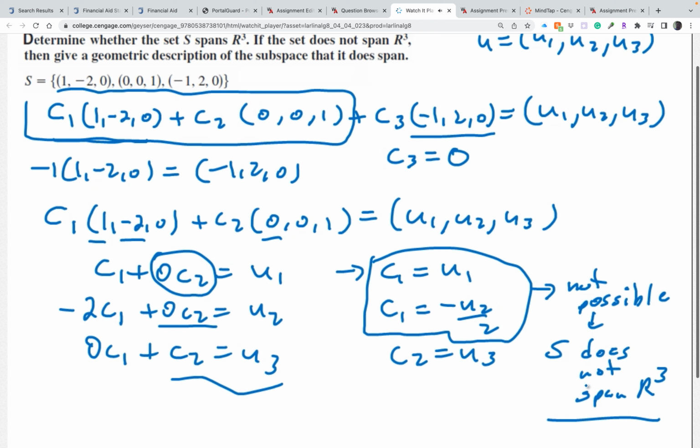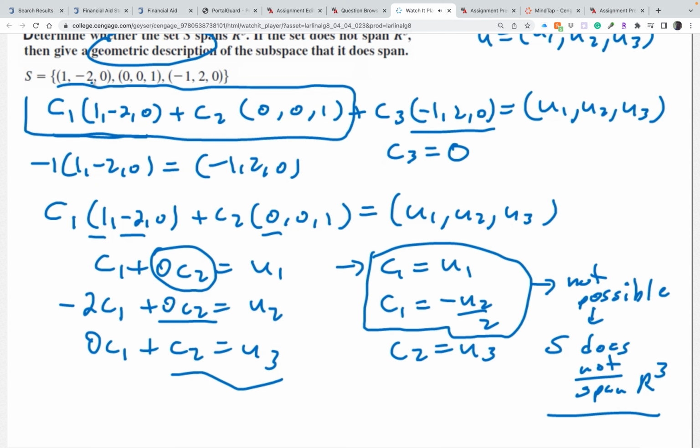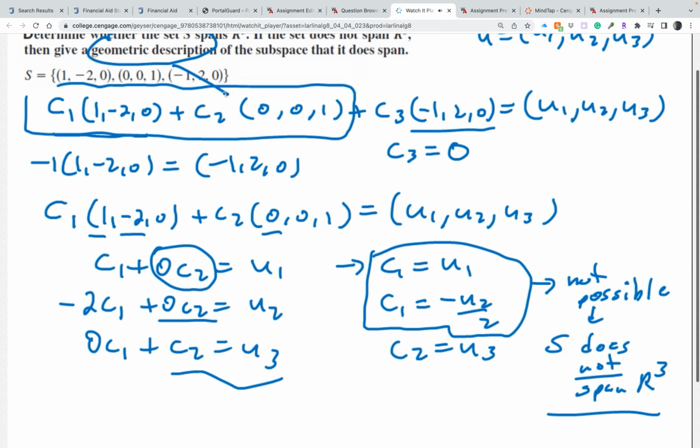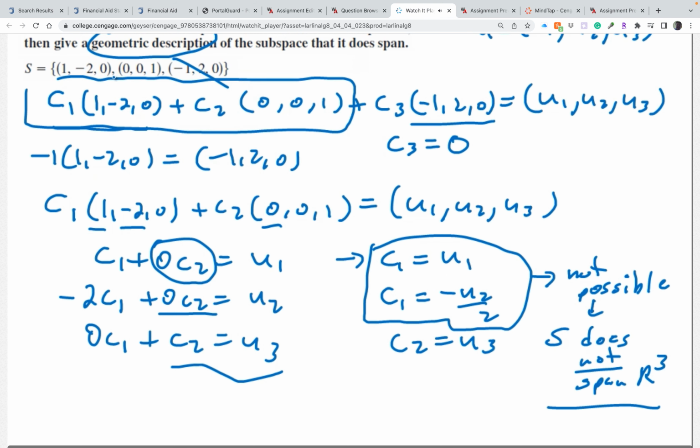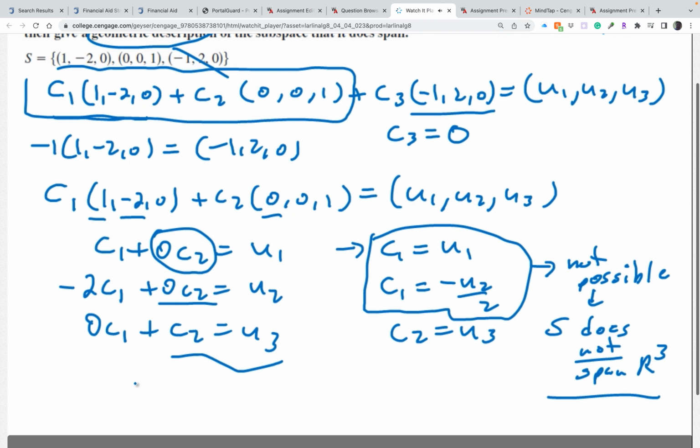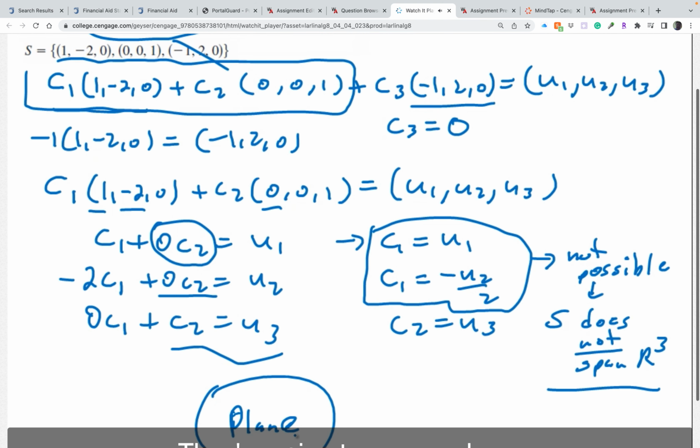So S does not span R3, but as far as a geometric description, we see that we only have two linearly independent vectors. This third vector is a multiple of the first, but the first and second are not multiples of each other. So if we have two linearly independent vectors, then the subspace that they will span will be a plane. So we'll span a two-dimensional surface. They're going to span a plane.